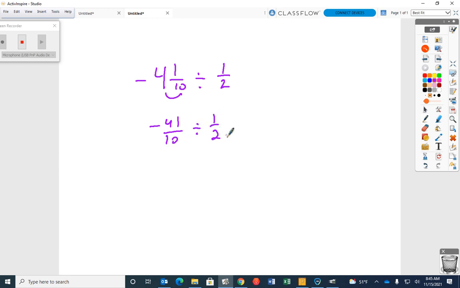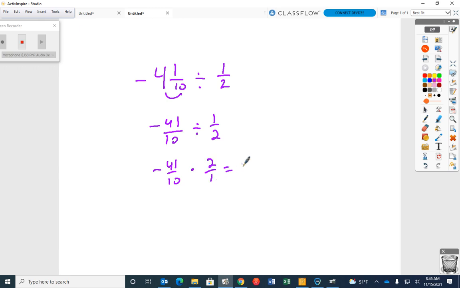Do you see potential here to make mistakes if you get ahead of yourself? Sometimes people forget to copy dot flip, or they copy dot flip before they turn it into an improper fraction. Just take it one thing at a time. All I've done at this point is convert this into an improper fraction. Now I have to copy, dot, flip. So this is negative 41 over 10, this is dot, and this is flip, so it is now 2 over 1.